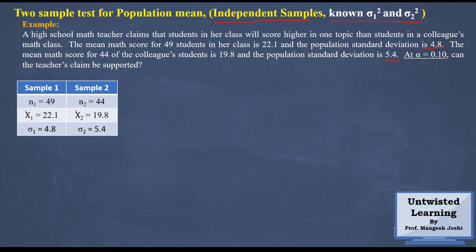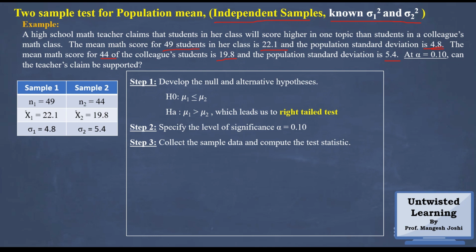At alpha equals 0.10, can the teacher's claim be supported? So let us tabulate the given data. N1 is 49, X1 bar is 22.1 and sigma 1 is 4.8. Similarly, N2 is 44, X2 bar is 19.8 and sigma 2 is 5.4. Alpha is given as 0.10.